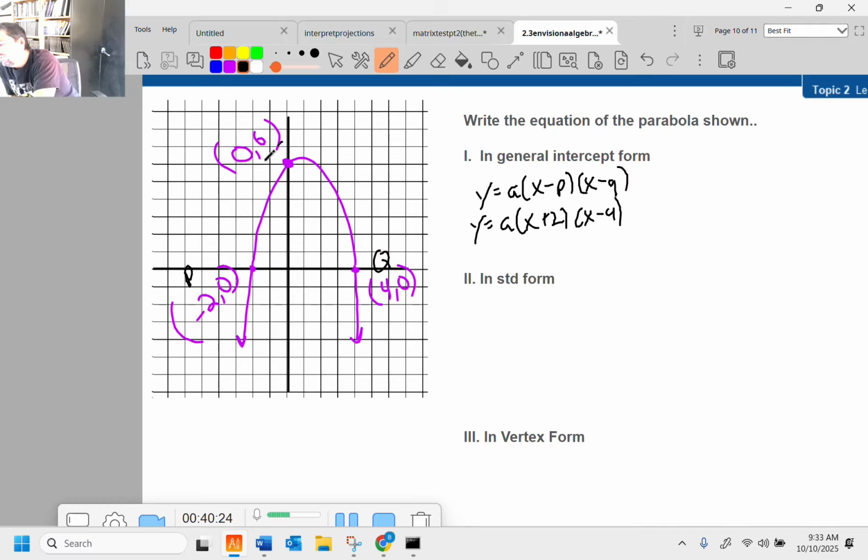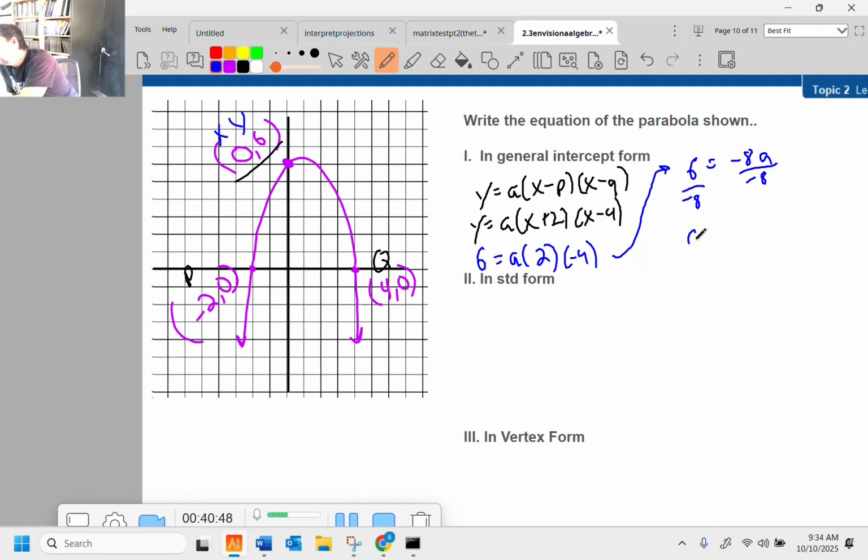And we need to get a, so we're going to take this point that gives us an x and y, and we're going to plug it in. 6 equals a times 0 plus 2, which is 2, times 0 minus 4, which is negative 4. Moving forward, 6 equals negative 8a, because 2 times negative 4 is negative 8. Divide out our negative 8, and we'll get that a is negative 3/4. Plug that back in right there, and here is your equation: negative 3/4 of x plus 2 times x minus 4.